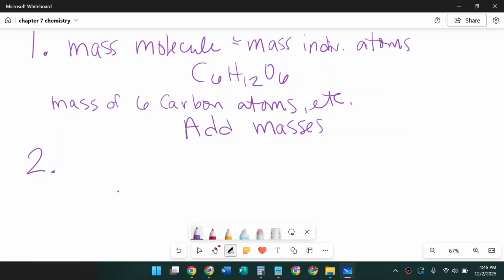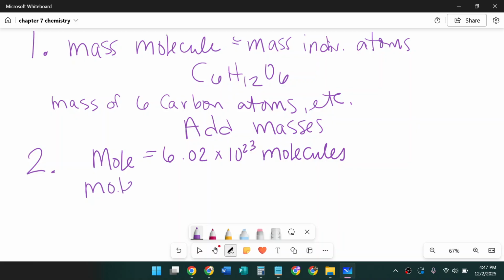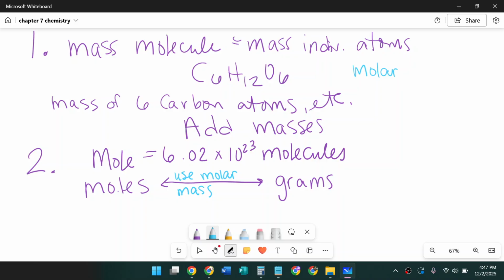The second part that was important from this is that we had to understand 2 things. We had to understand what a mole was. We have to understand that a mole is 6.02 times 10 to the 23 of something. In this case, it was that many molecules. And we had to know how to convert between moles and grams. And when we convert between moles and grams, we have to use the molar mass. This thing up here, the mass of the molecule, also will tell us what the molar mass is.